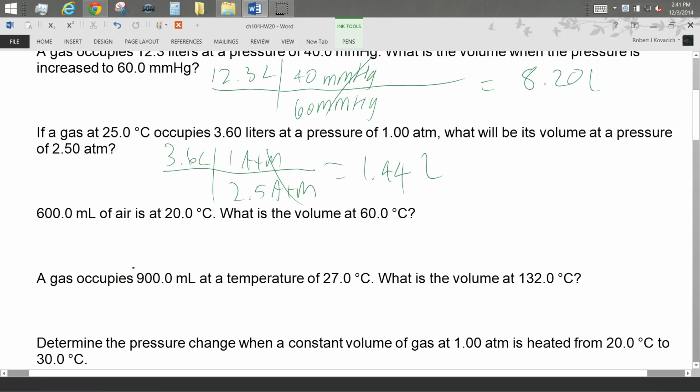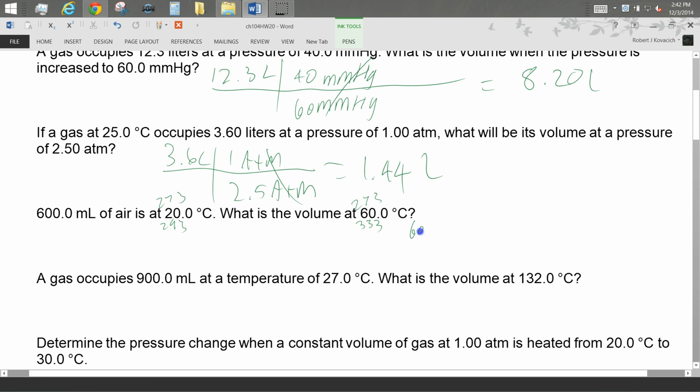Next problem, we've got a volume, and we are looking for a volume, and we've got a temperature, and we've got a new temperature. So this is a Charles law problem. What do we need to do with temperature problems? Immediately go to Kelvin. So 273, 293, 273, 333. So this is at 20 degrees Celsius. It goes to 60 degrees Celsius. It's a certain size. So what happens to a gas that's heated? It gets bigger. It expands.